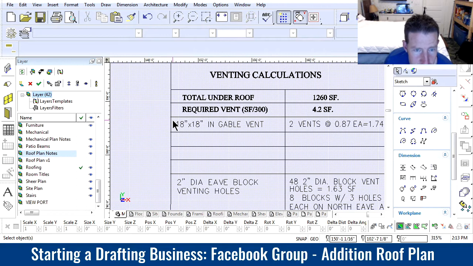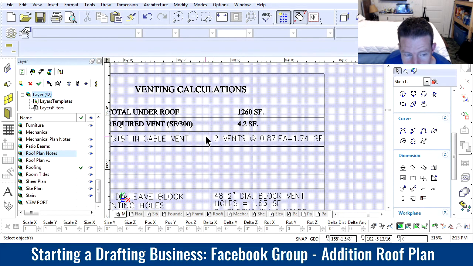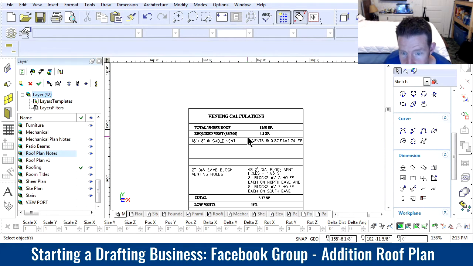I have a chart. I looked up these on the internet. You can go shopping just on Home Depot, get some different size gable vents here, and then you can see how much square foot each one has. So I'm going to go look at that chart, and it's going to tell me what I can do to get up to 1.5.